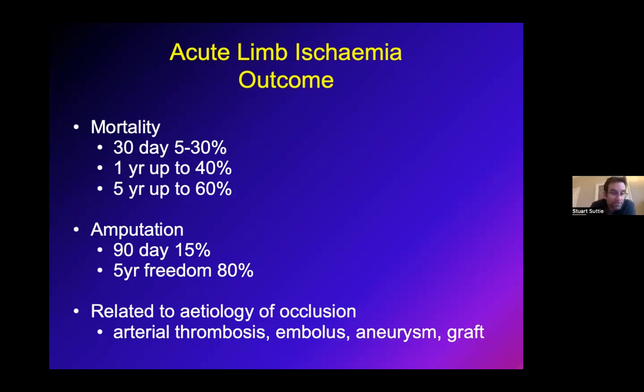Amputation outcomes: 15% of patients overall will have an amputation within 90 days. But 5-year freedom from amputation is very good if we catch it and treat it in an appropriately timely manner. These outcomes, particularly the limb outcomes, are related to the etiology of the occlusion. Okay.